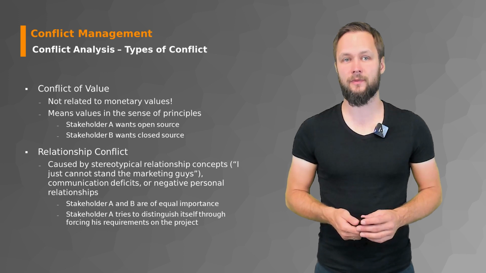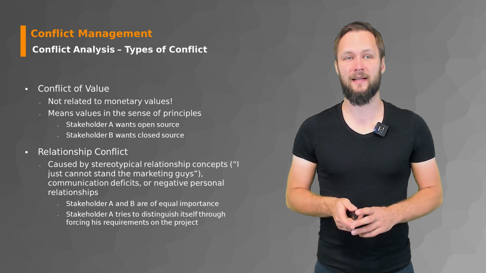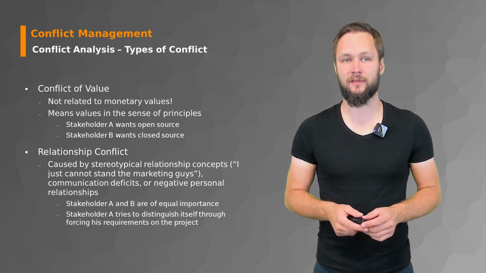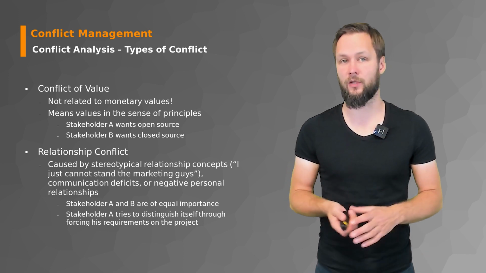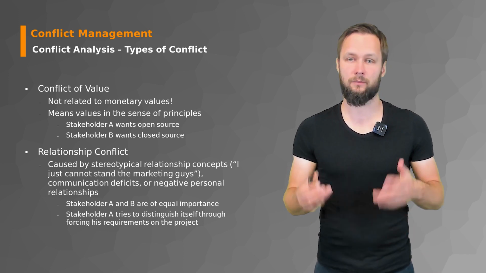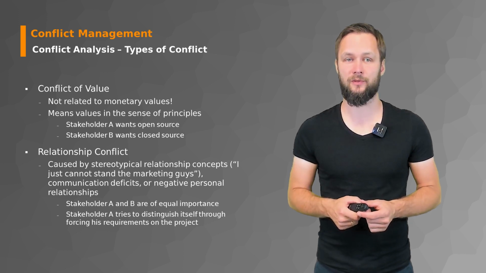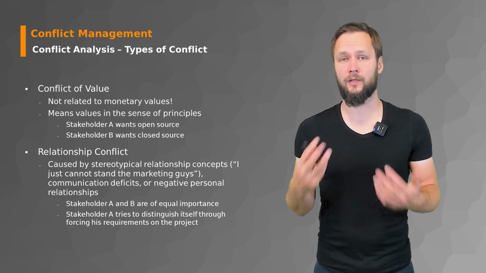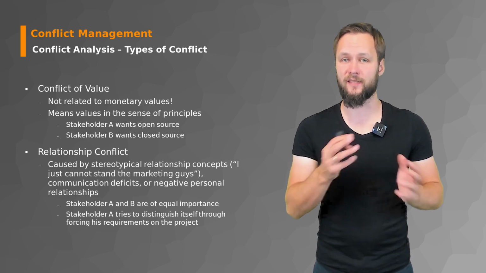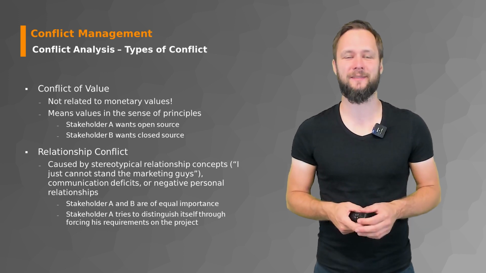Conflict of value, not related to monetary values, because we got that question quite a lot in the past, means values in the sense of principles. For example, stakeholder A wants an open source system, stakeholder B wants a closed source system. Usually you solve that from a hierarchical perspective, where someone above those two contradicting stakeholders makes a decision for open source or closed source. You could also negotiate something in between, so that some parts might be open source, others not. This is why we're now talking about negotiations.